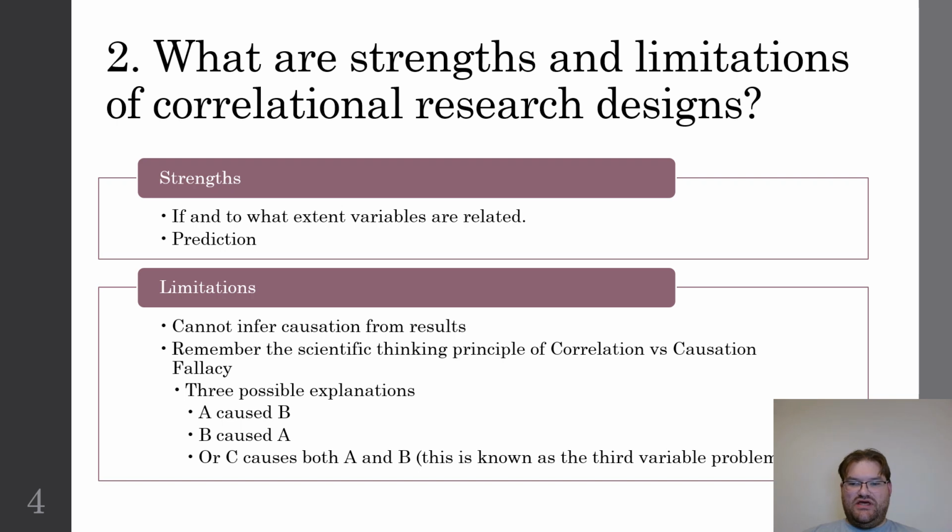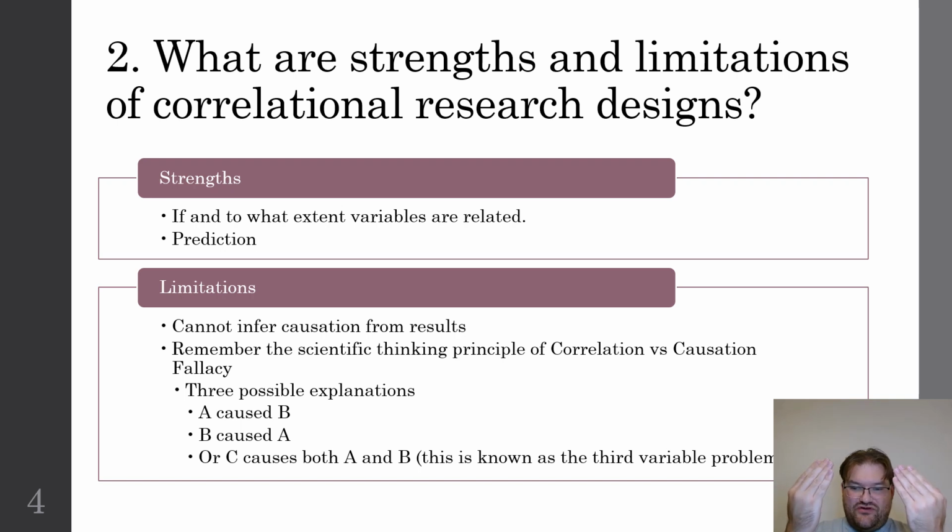So for example, let's say we find a relationship between ice cream sales and crime. Well, in this example, are we going to say that ice cream sales caused crime or crime caused ice cream sales, right? So in some situations, we can't determine which one caused which.